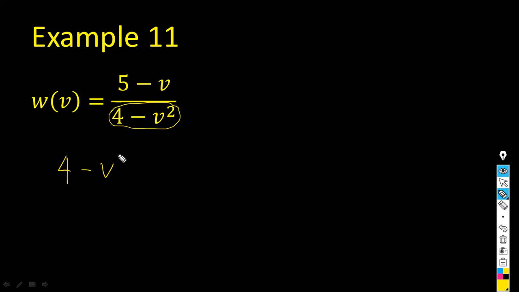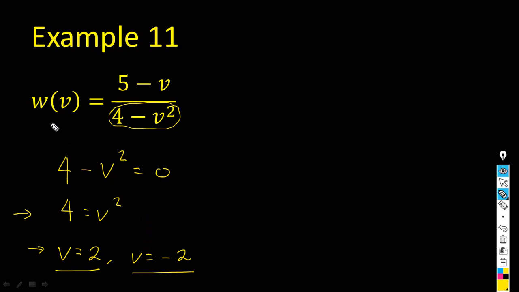I write down 4 minus v squared equals 0, and I solve that equation in order to get the answer. So what do I get? I get 4 equals v squared, and then I get two solutions, right? v equals 2 and v equals minus 2, because 2 squared is 4 and minus 2 squared is also 4. So in this case, this is an example of a function which cannot be evaluated in two possible numbers.